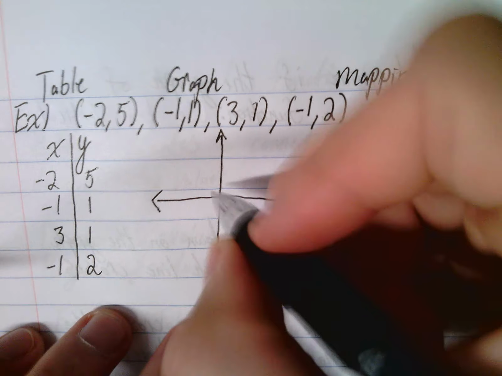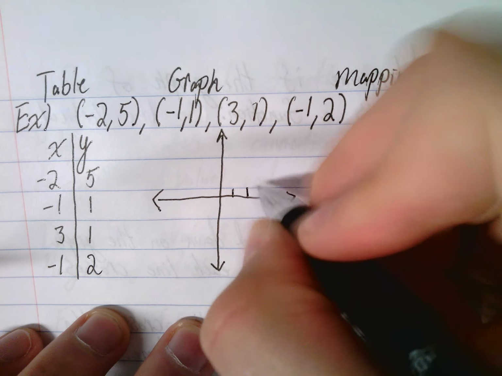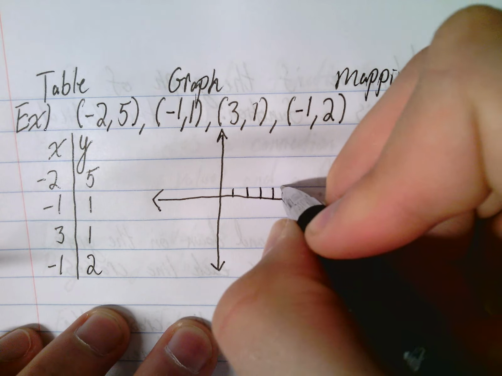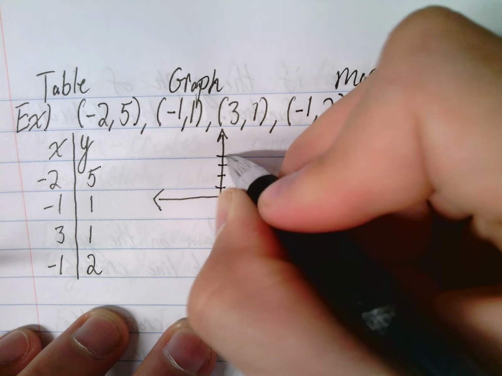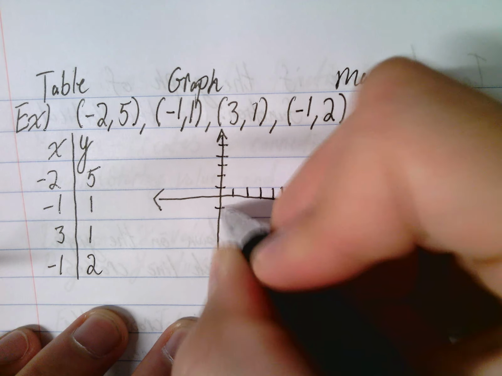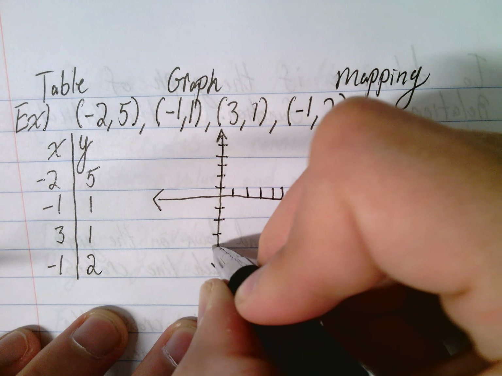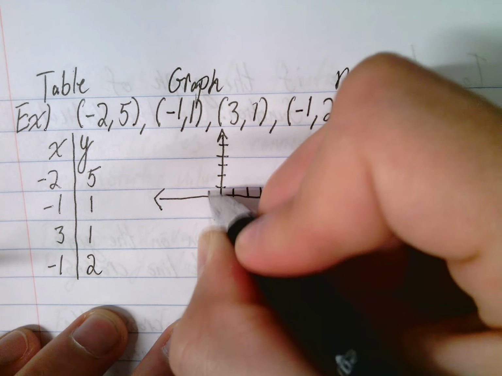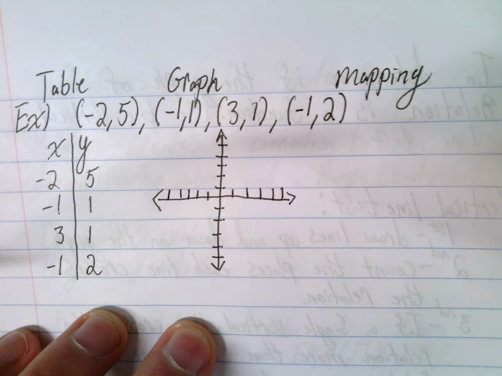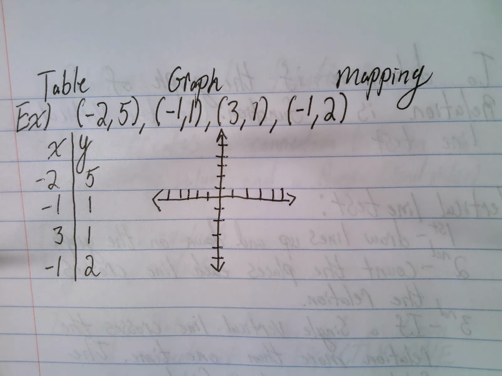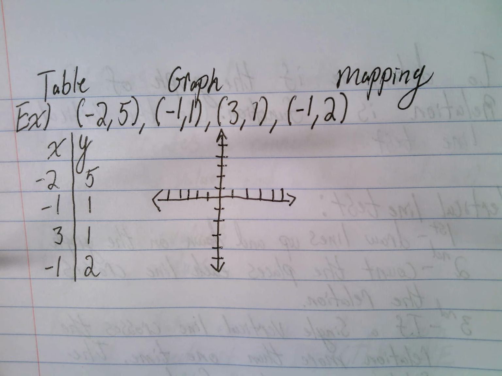Need to go 5, so we'll go 5. 1, 2, 3, 4, 5. Maybe I'll graph them in pink. That'll be good. So I graph all the points.